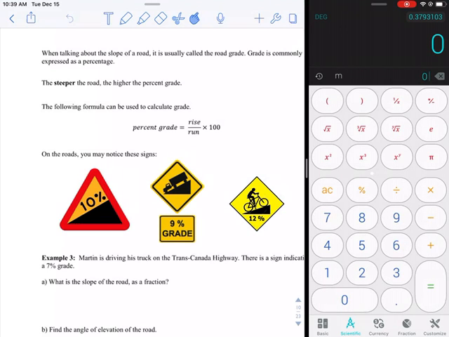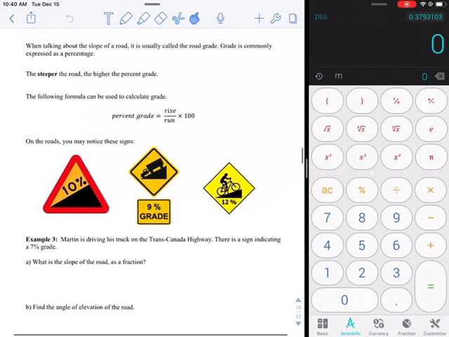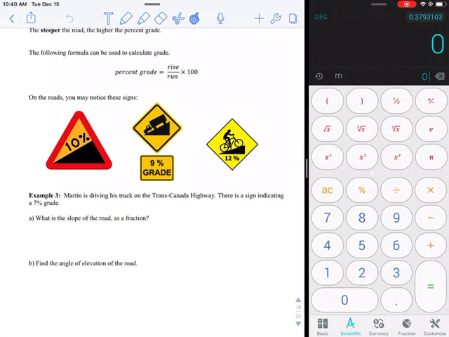When talking about the slope of a road, it's usually called the road grade. Grade is commonly expressed as a percentage. The steeper the road, the higher the percent grade. So if you've ever traveled on the highway to the mountains, you might have seen signs similar to this.